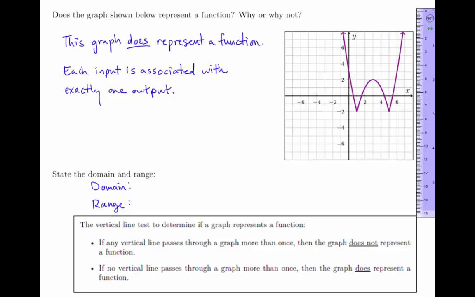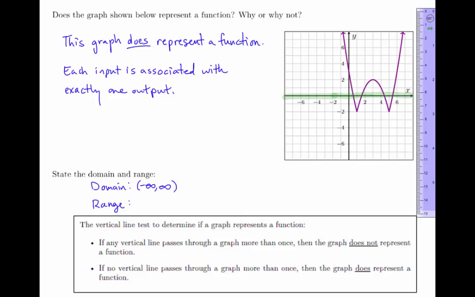So looking at the domain, I'm looking for all possible x values. So I'm going to come along the x-axis and look, and I can see this arrow, and so I'm going to just highlight along this x-axis. And I can see that that arrow means it's going to continue indefinitely on the right. And the arrow also means it's going to continue indefinitely on the left. So my domain for this particular function is all real numbers. So I can write that as an interval from -infinity to infinity.